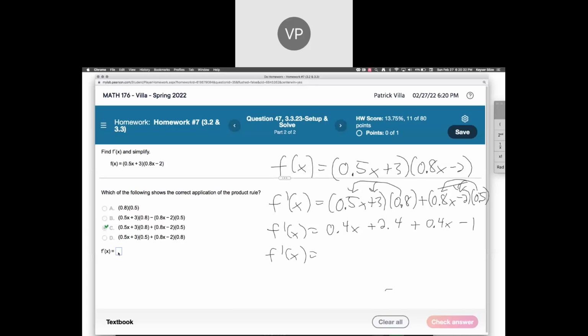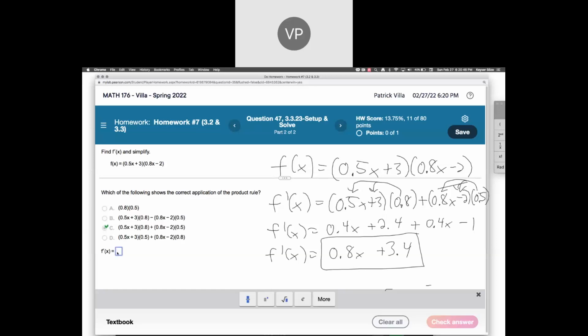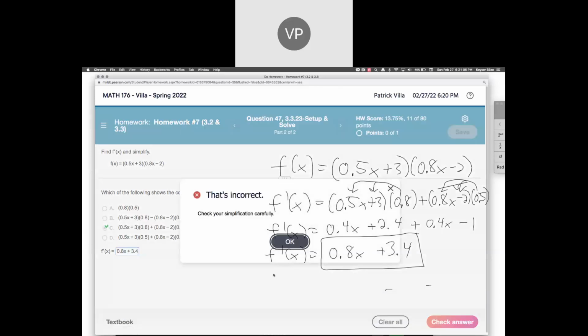Now I'm doing this math really quick in my head. I want to make sure I didn't do anything wrong. And that looks like it's as simple as I can make it. I can't simplify it anymore, and I think that's right. Oh, we'll find out in a second. F prime of x equals, another thing I noticed too, some students accidentally will put the f prime of x equals in there, and they'll mark it wrong because it already has the f prime of x there. They just want the result. So just give the 0.8x plus 3.4.